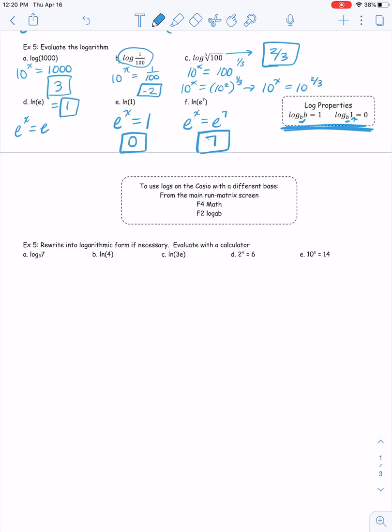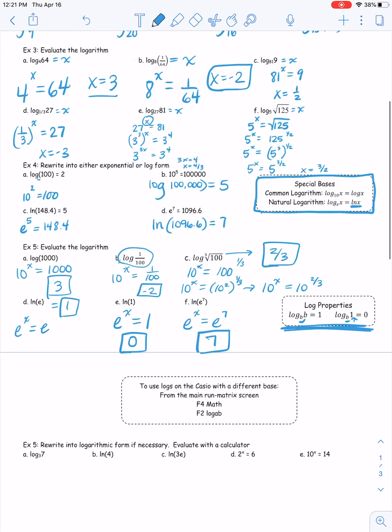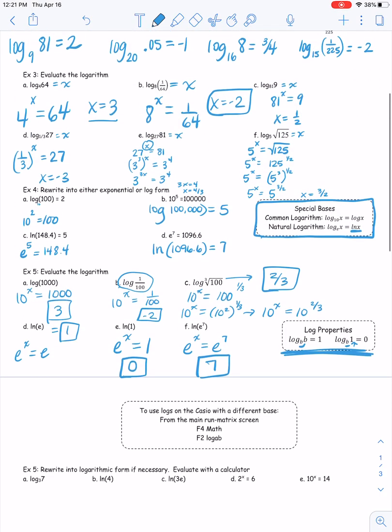So, I said earlier that if you just type in log into your calculator, it is going to evaluate that with a base of 10. However, you can specifically enter in another base. You can enter in something like anything from example 3. You could enter in log base 4 of 64 and your calculator will tell you that it's 3. You can enter in log base 8 of 1 over 64 and the calculator will tell you it's negative 2, even though it doesn't have a base of 10.